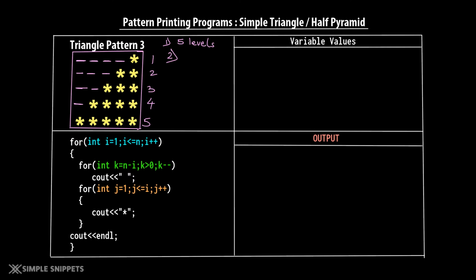The second observation is the rising number of characters, which in this case is the star. So in the first level we have 1 star, then 2, then 3, and so on and so forth till the number of levels, that is 5, right?